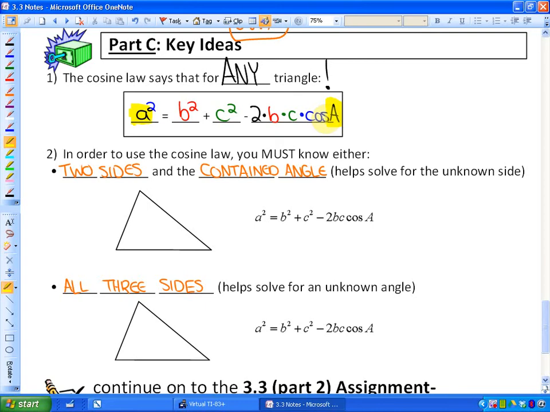In order to use the cosine law, so point 2, you must know either of the following two things. You must either know two sides and the contained angle, so that would be this situation here. Let's say I knew these two sides, then I'd have to know the angle that's between them. Okay, so these two sides are these two, and the contained angle is what's right in between them. And secondly, in order to use the cosine law, you could also know all three sides, and this helps us to solve for an unknown angle. So if I knew all three sides, I could solve for any of the angles inside of that triangle.